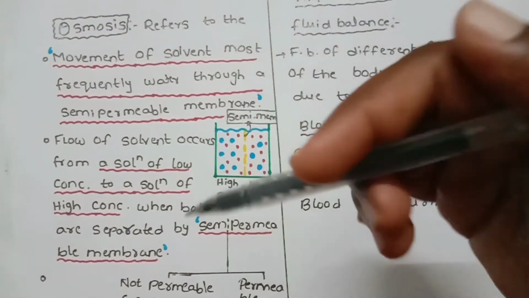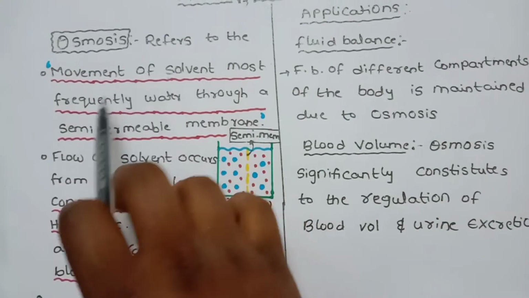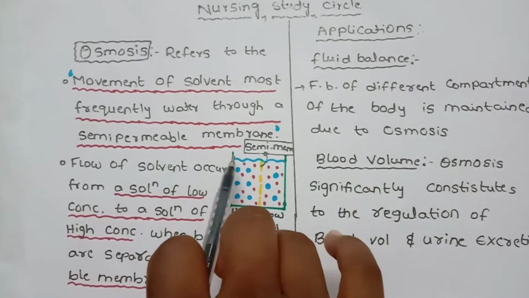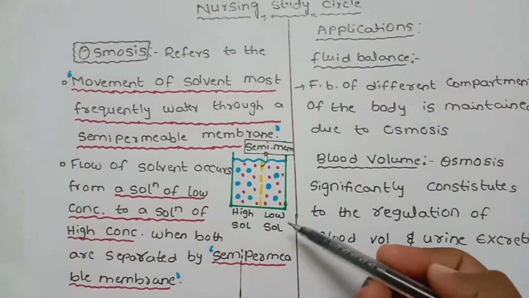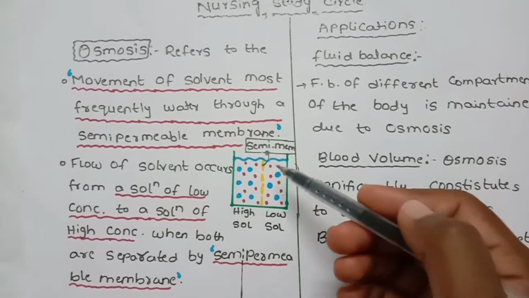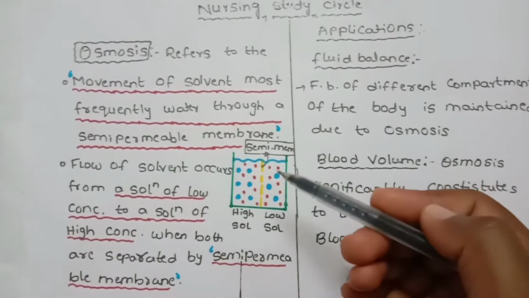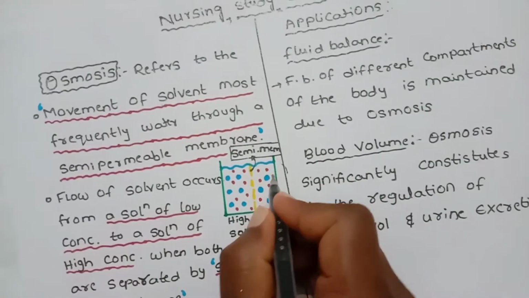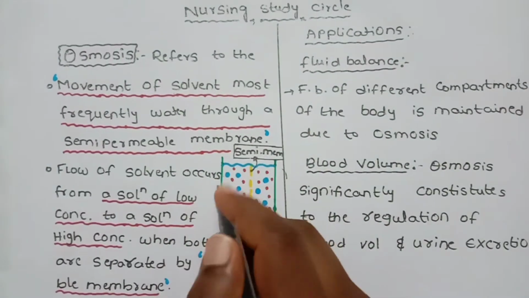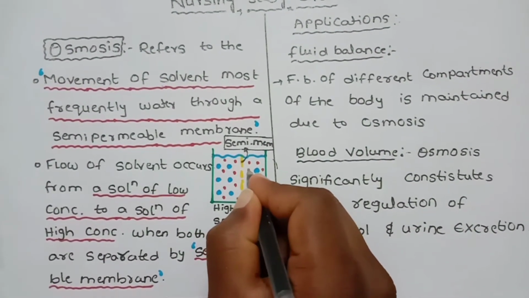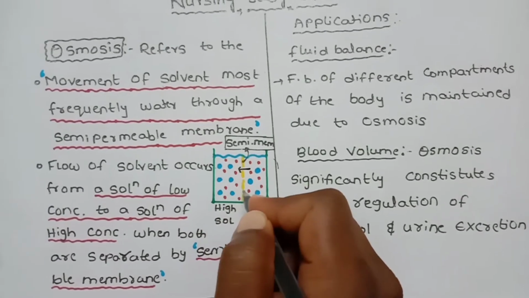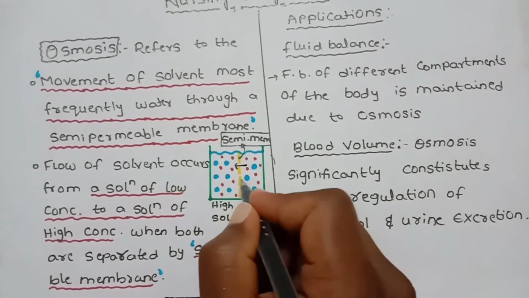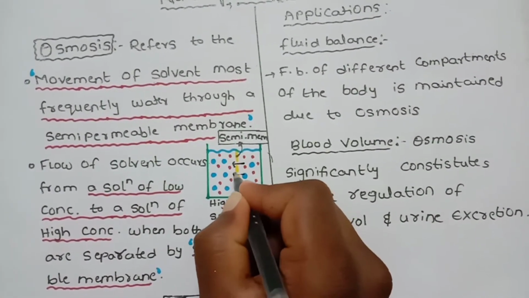Osmosis refers to the movement of solvent, most frequently water, through a semi-permeable membrane. In this diagrammatic representation, you will see the movement of solvent, most frequently water. They are moving from a lower concentration level to a higher concentration level. This is the lower concentration level and this is the higher concentration level. So they are moving.